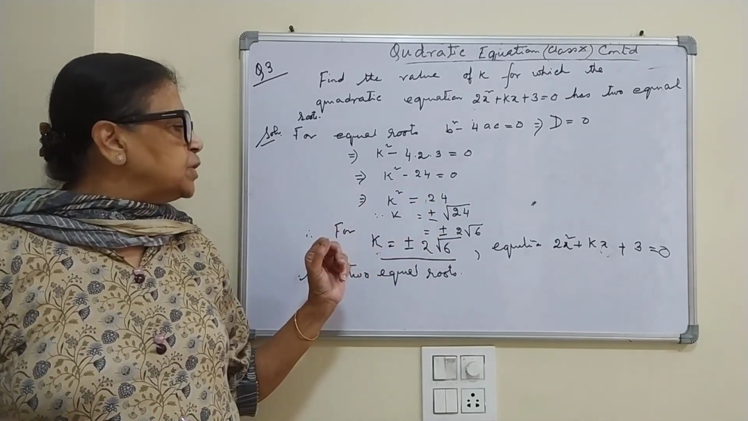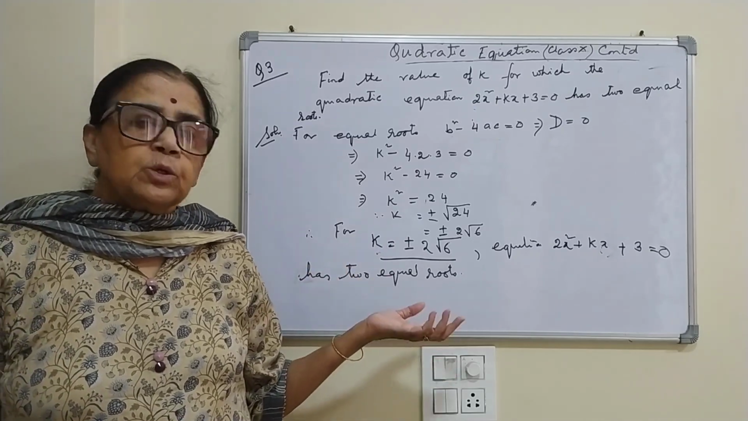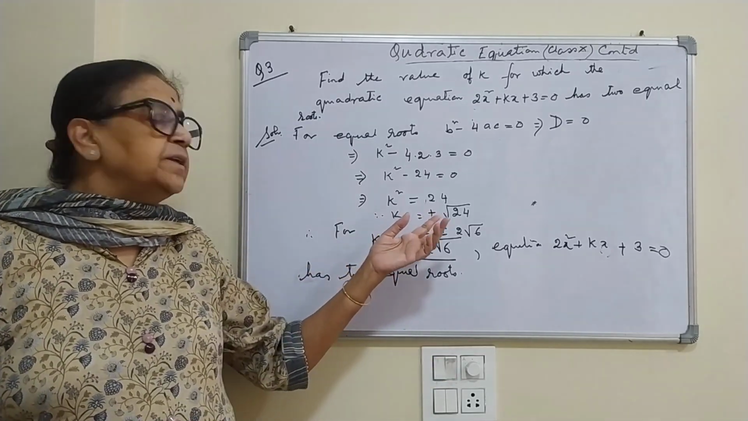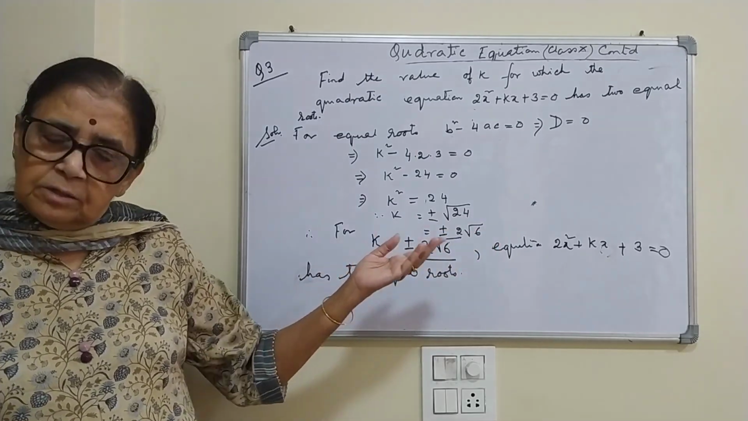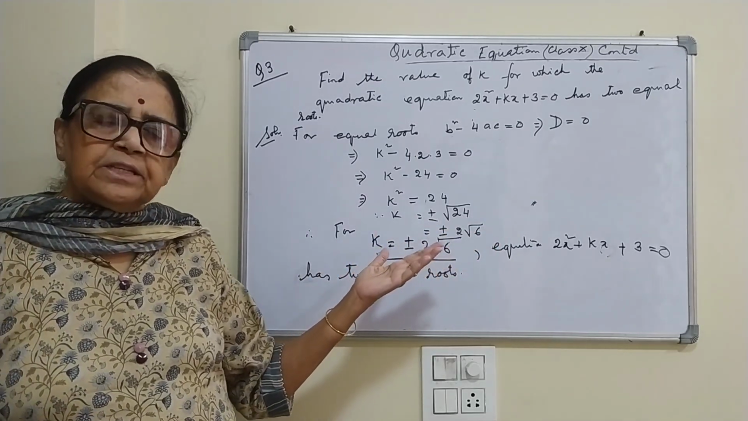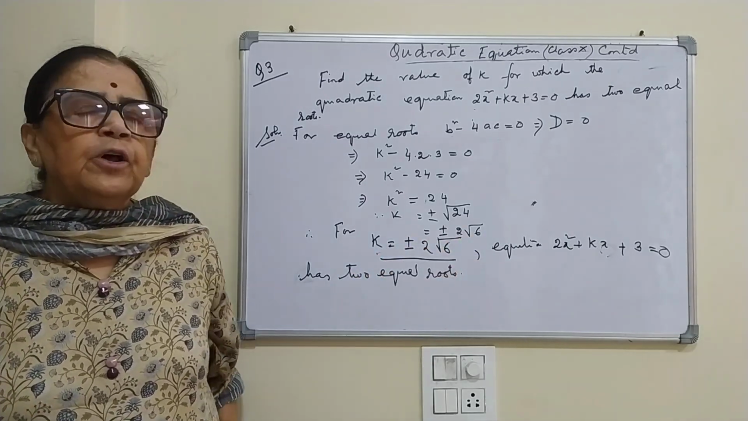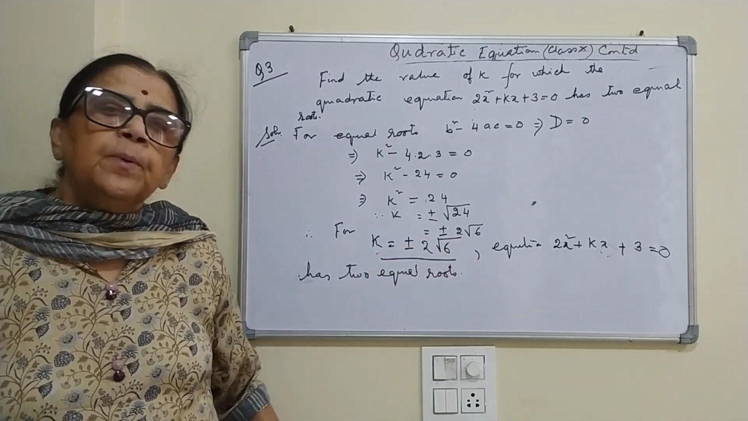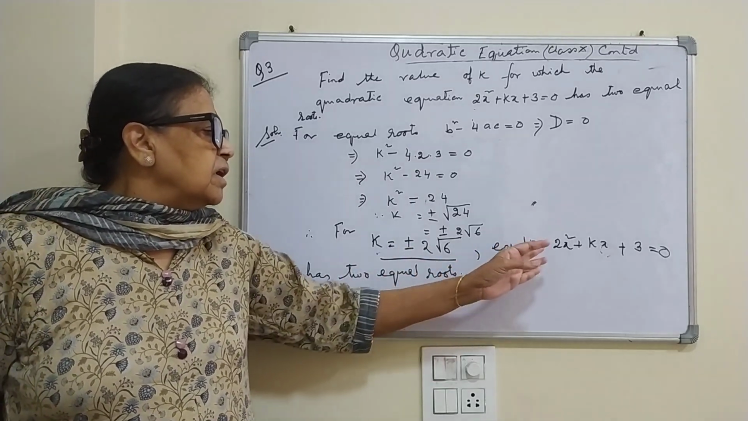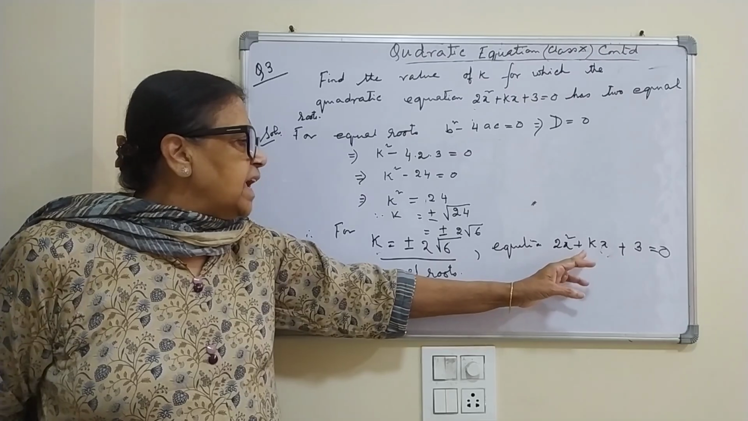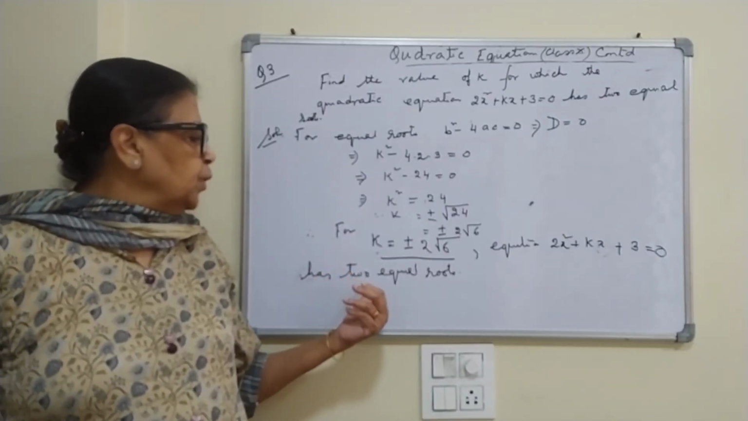So k square is equal to 24, and when I remove the square, it becomes plus minus root over 24, that is plus minus 2 root 6. So for k equal to plus minus 2 root 6, the equation 2x square plus kx plus 3 is equal to 0 has two equal roots.